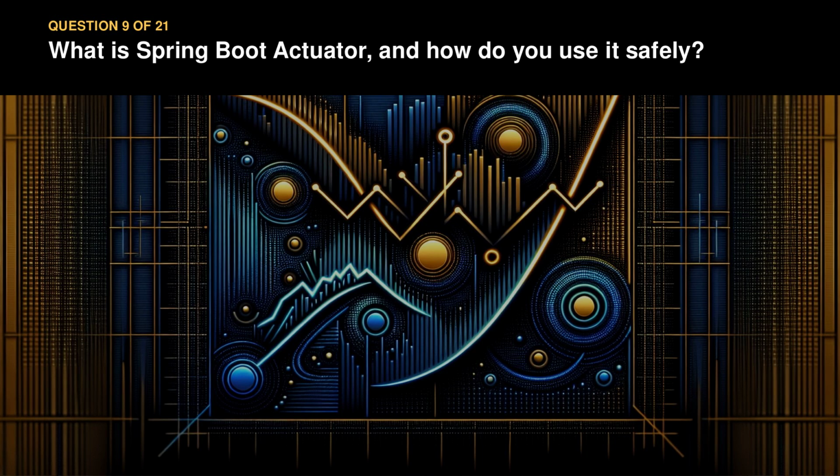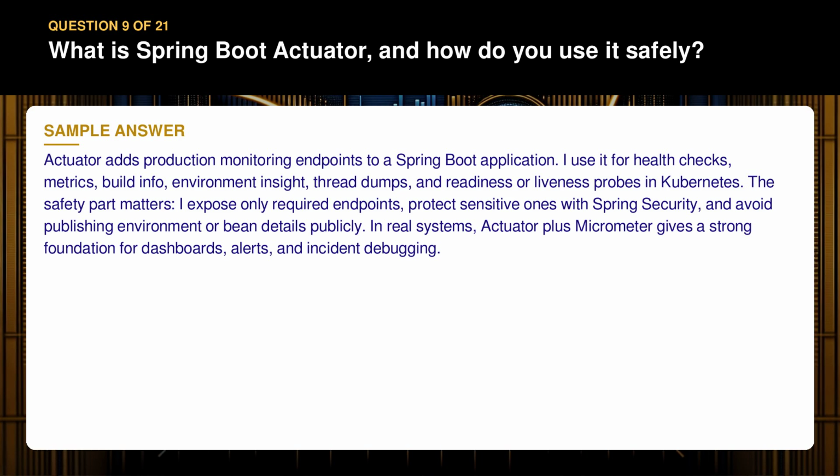Question 9. What is Spring Boot Actuator, and how do you use it safely? Actuator adds production monitoring endpoints to a Spring Boot application. I use it for health checks, metrics, build info, environment insight, thread dumps, and readiness or liveness probes in Kubernetes. The safety part matters. I expose only required endpoints, protect sensitive ones with Spring Security, and avoid publishing environment or bean details publicly. In real systems, Actuator plus Micrometer gives a strong foundation for dashboards, alerts, and incident debugging.